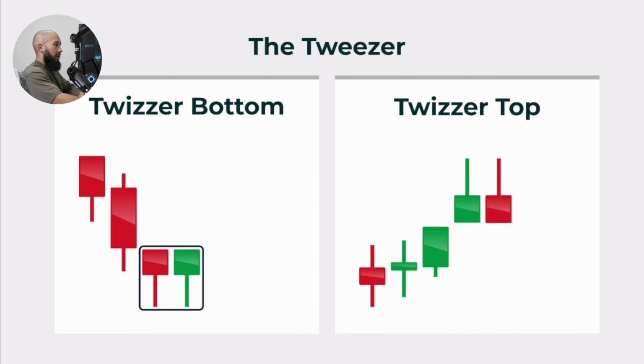And we have a tweezer top. It's the same thing flipped around. It's where we have a bullish candle followed by a reddish candle near the top of an upward trend, and you have aggressive selling occurring.